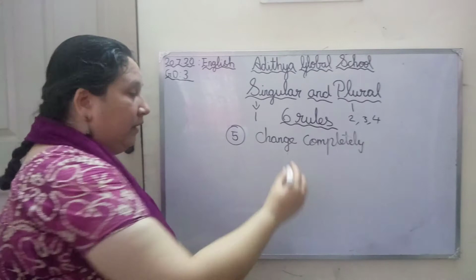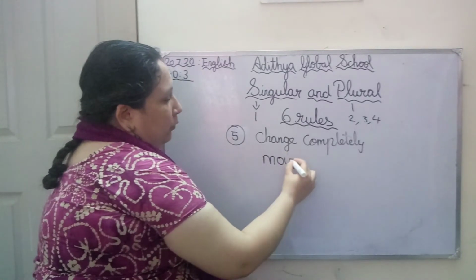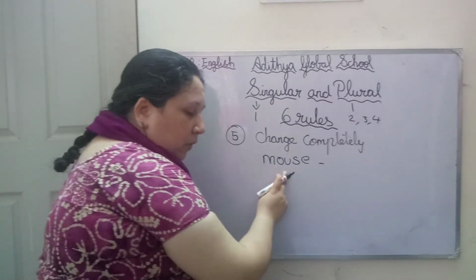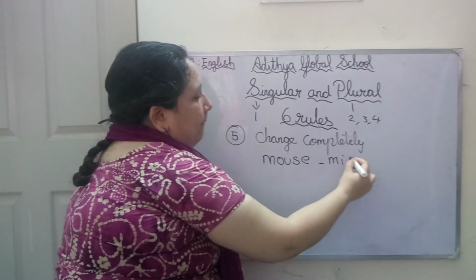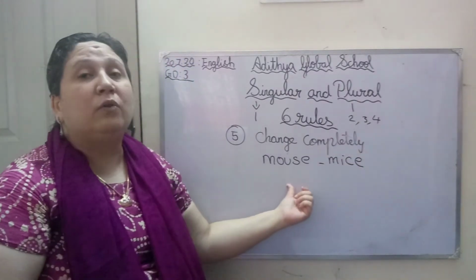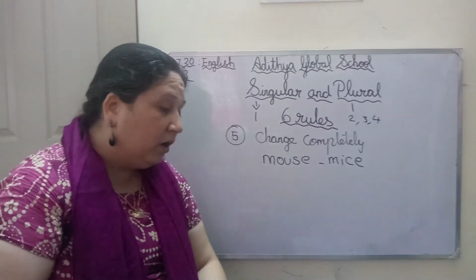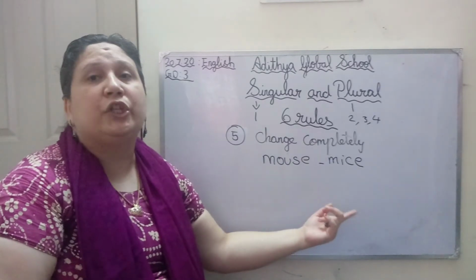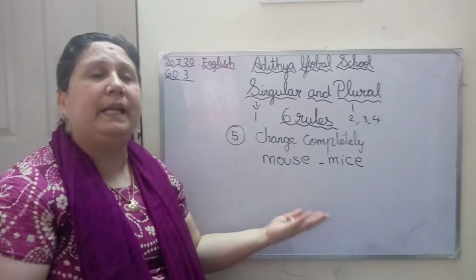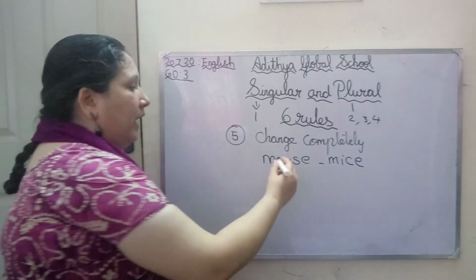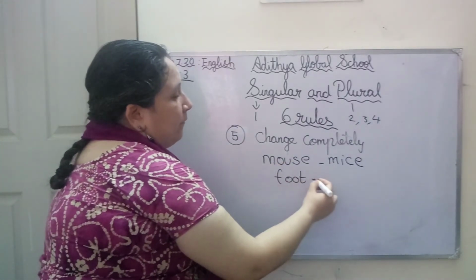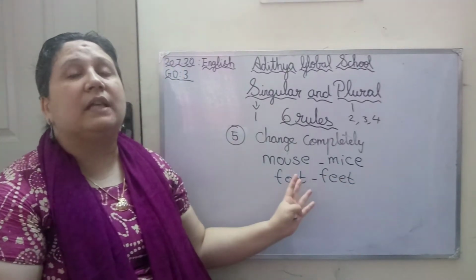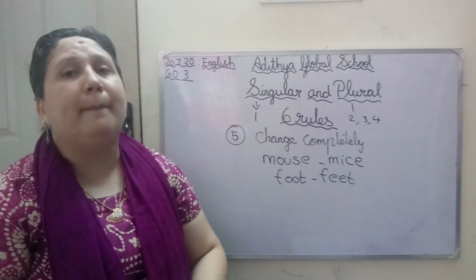How do they change? Now, for example, you say mouse. We know what's a mouse. Yeah, a small rat. So mouse, what do we use? Mice. M-I-C-E, mice. Mouse is the singular and mice is the plural form. You saw the entire word is changed. So some change completely, and this is our 5th rule. And for another one, foot, we write feet. So this is also a full change.